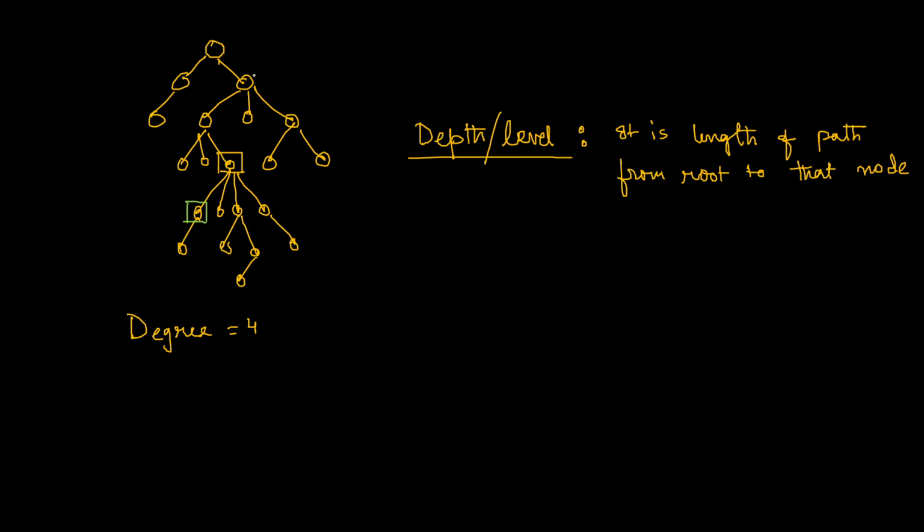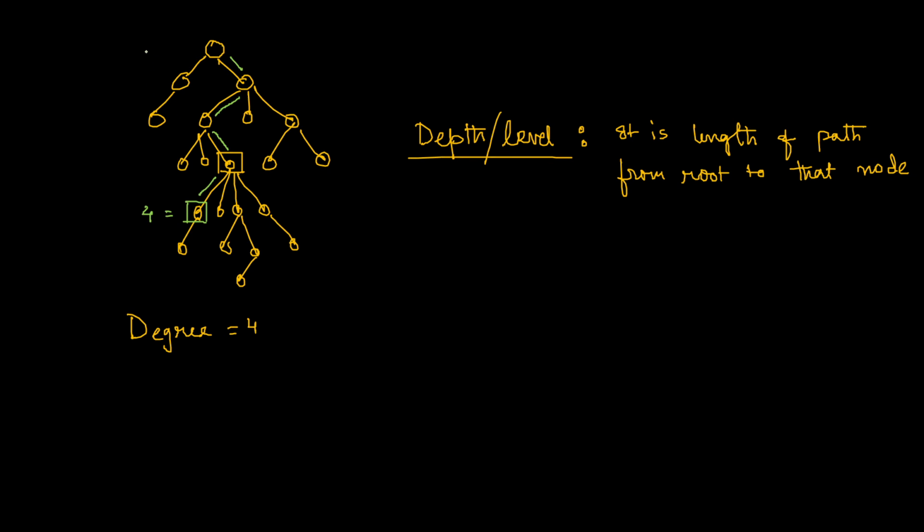So if you start the journey from here, do not consider starting from one. So it's 1, 2, 3, and then 4. So the depth of this node is equal to 4. This is also called level.